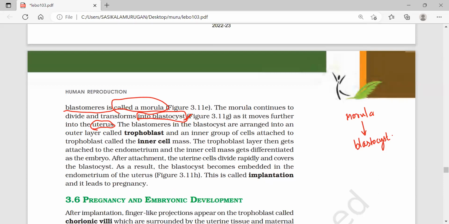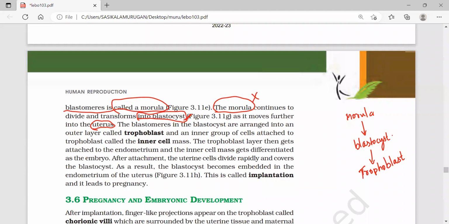If they give a statement like that, the statement is incorrect. Okay, so this is very important, you should know. Then the blastomeres in the blastocyst are arranged into an outer layer called trophoblast. Now the blastocyst becomes trophoblast. Okay, so the arrangement of the changes, or the arrangement of the layers, is very important. So how many stages it continuously crosses is very important.